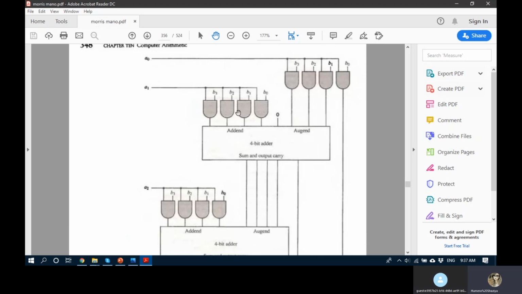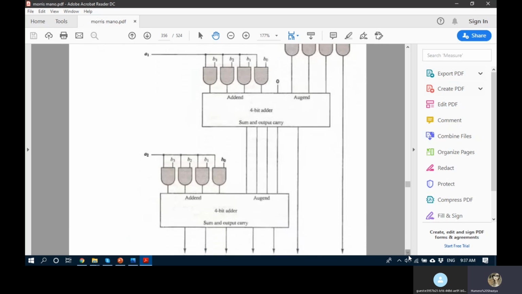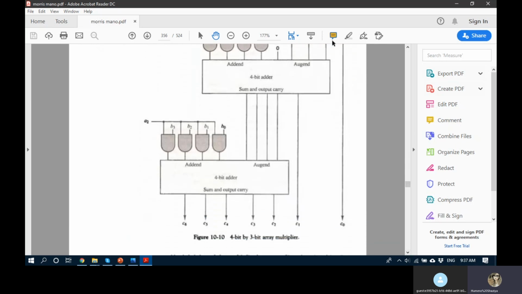These are augends, these are addends, and you implement them in parallel, and the sum and output carry are given as the augend, and again A is taken as the addend to get the final product.